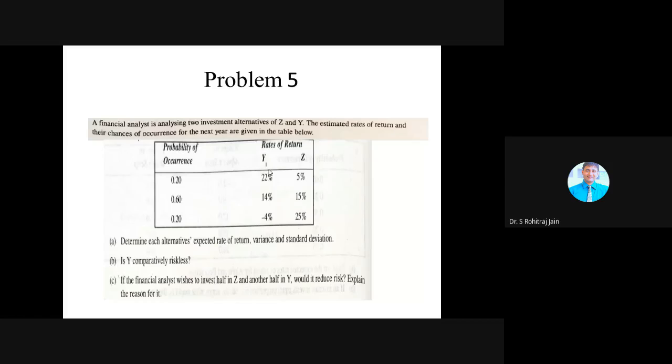So the previous problem, we will just do a quick recap and then we'll go to the next problem. Yesterday's problem gave the probability of occurrence and the rates of return of two companies, Y and Z. We were supposed to calculate the expected rate of return, then the variance and standard deviation of the two stocks. Then part B asked whether Y is comparatively riskless. Then part C: if the financial analyst wishes to invest half in Z and half in Y, would it reduce the risk? For that, we took the proportion of funds invested in Z and Y as 50% and 50%, that is 0.5 and 0.5.